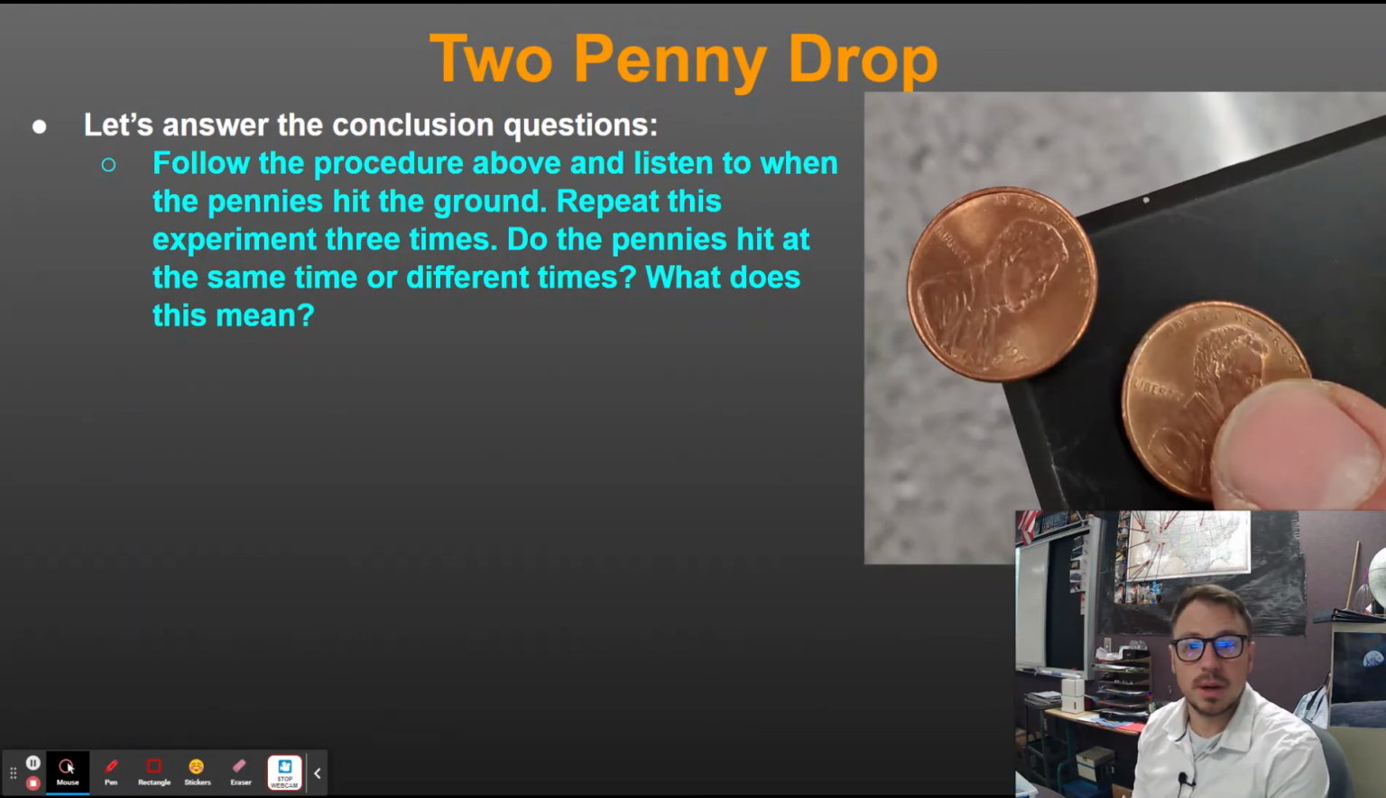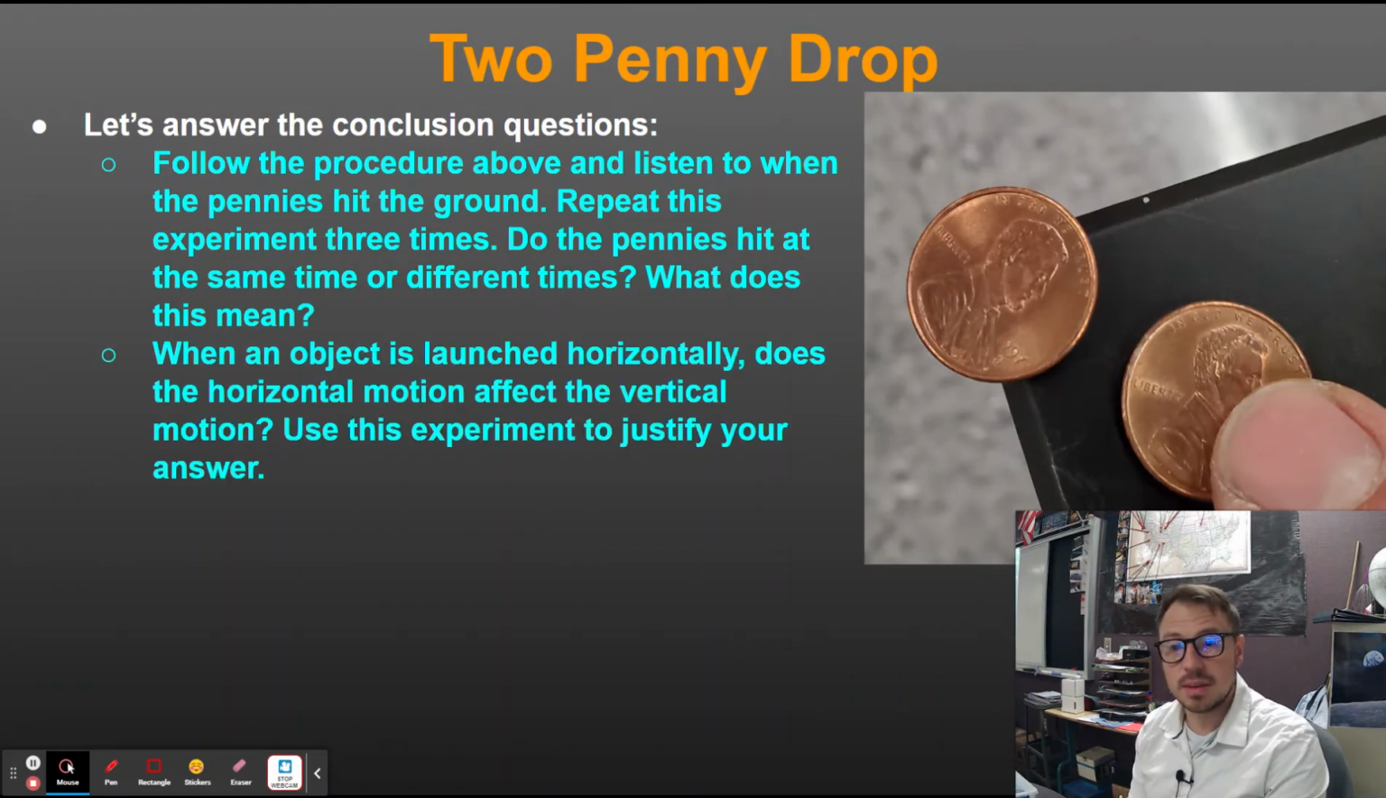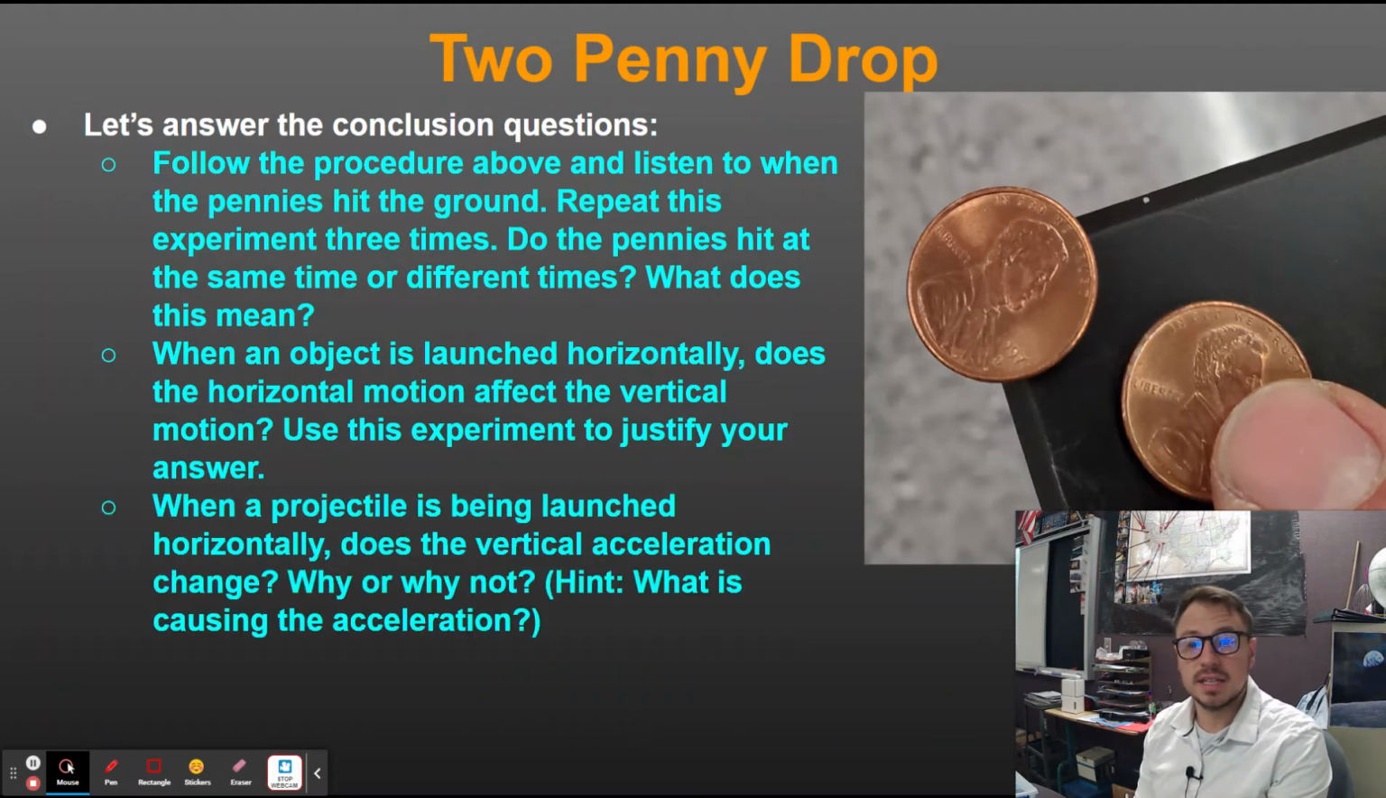We repeated this experiment. Do the pennies land at the same or different times? They should have hit at the same time, right? They're going to hit the ground at the same time. What this means is that they were in the air for the same amount of time. So when an object is launched horizontally, does the horizontal motion affect the vertical motion? No, the horizontal motion did not affect it, because they hit the ground at the same time. Gravity pulled them down, and it took the same amount of time for those pennies to land.